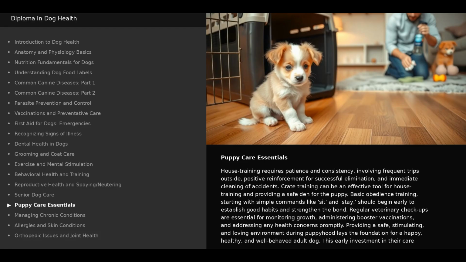the bond. Regular veterinary checkups are essential for monitoring growth, administering booster vaccinations, and addressing any health concerns promptly. Providing a safe, stimulating, and loving environment during puppyhood lays the foundation for a happy, healthy, and well-behaved adult dog. This early investment in their care pays dividends throughout their life.